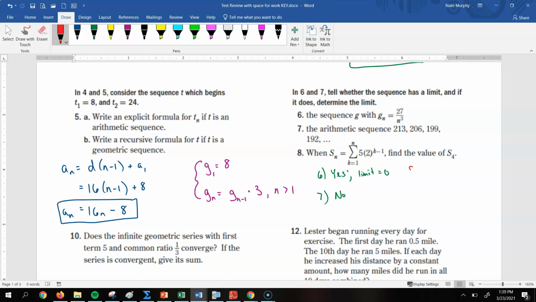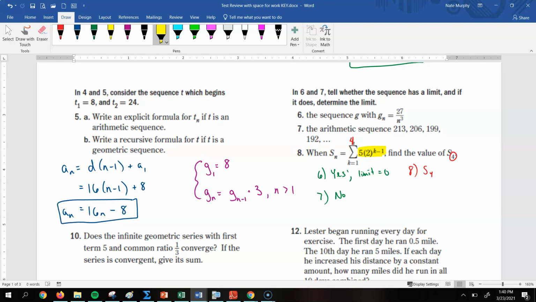All right, let's look at number 8. Number 8 is asking us to find the sum of the first 4 terms of that series. So even though it doesn't give us that here, we know that since we're trying to find the sum of the first 4 terms, that would go up to the 4th term. So here's what we know. First off, based on what's on the right here, that tells me that this is a geometric series.